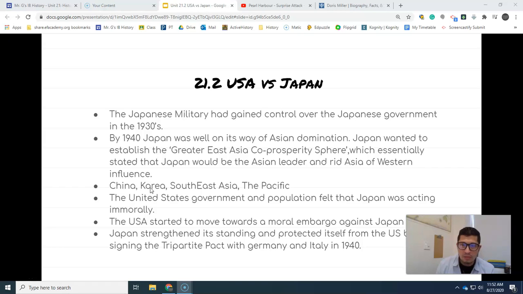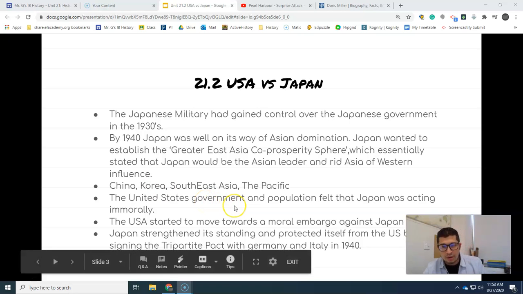This frightened the United States. This frightened a lot of countries in the world, but we're talking about the United States right now. The United States government and the population of the United States all felt that Japan was an aggressor and was an immoral nation. So as Japan gets worse, the embargoes get more severe. And the United States is going to keep hitting Japan with different types of embargoes.